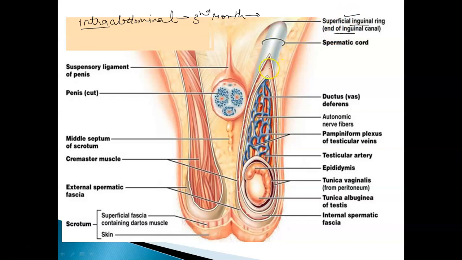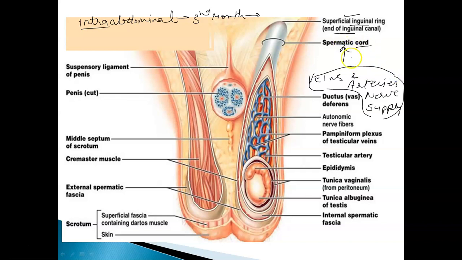Inside that canal is present fibrous tissue. Look at the fibers, right? This fibrous tissue has blood vessels. So blood vessels will carry what? Veins as well as arteries. So veins are present, arteries are present, and the nerve supply is also there. The nerve supply, the arteries and veins, all together are present in the fibrous tissue, and this forms the spermatic cord.